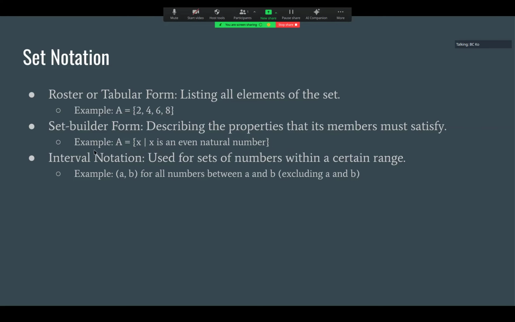This means that set A contains all even natural numbers. And lastly, we have interval notation. Interval notation is used for sets of numbers within a certain range. So for example, the interval (a, b) represents all numbers between a and b, excluding a and b themselves.